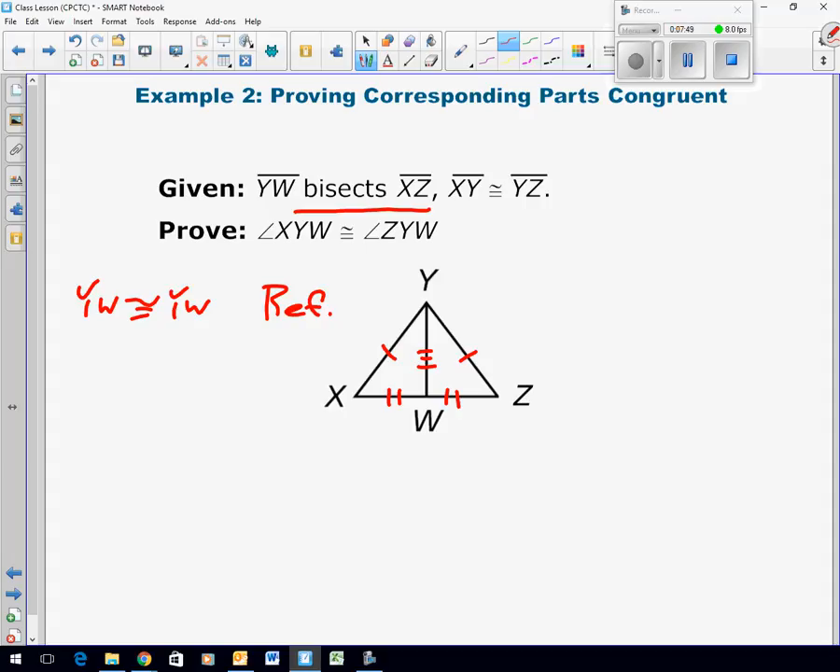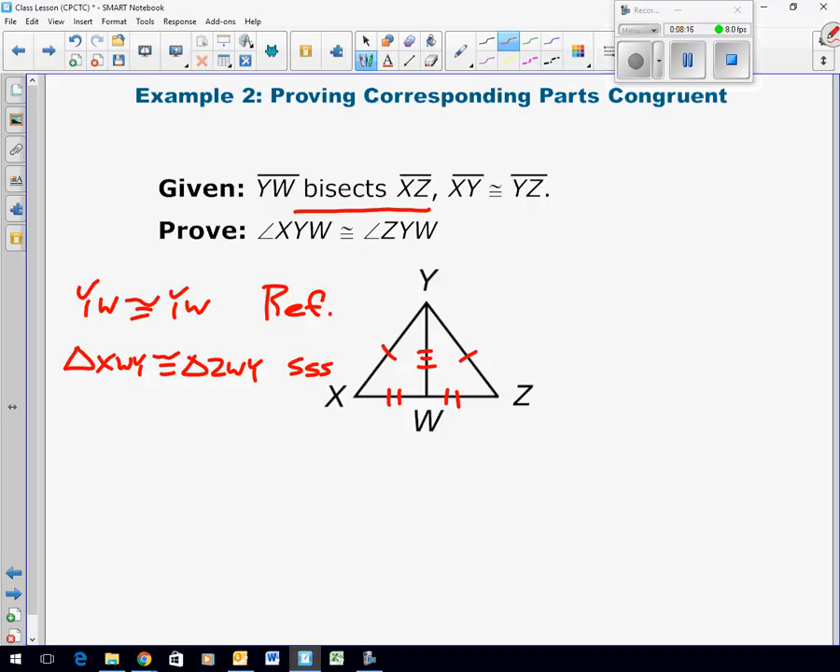Okay. How are these two triangles congruent? How is triangle XWY congruent to triangle ZWY? Side, side, side. Okay. So triangle XWY is congruent to triangle ZWY because of side, side, side. Well, do I have congruent triangles?